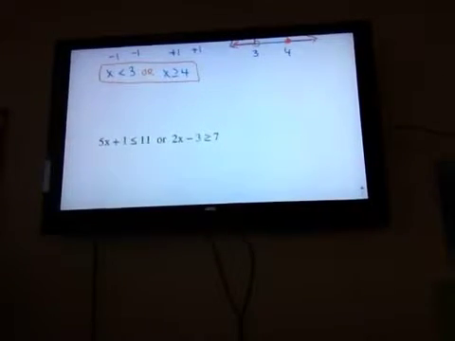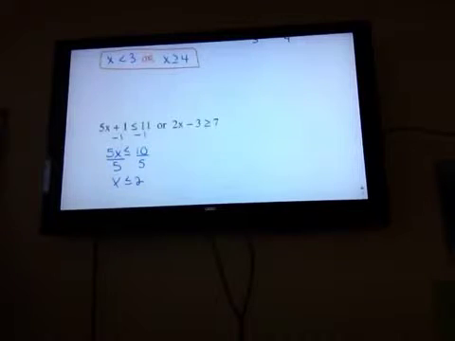All right, next question. Similar to this one, got 2 more left here. Solving should not be a challenge for you. Subtract your 1, divide by your 5. And on the other one, add your 3 and divide by 2. X is greater than or equal to 5.